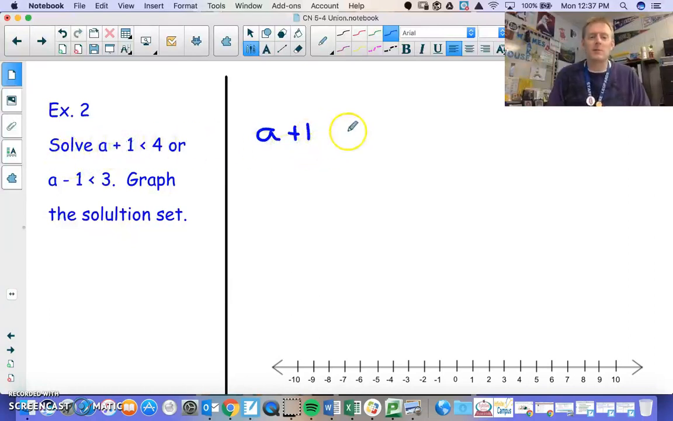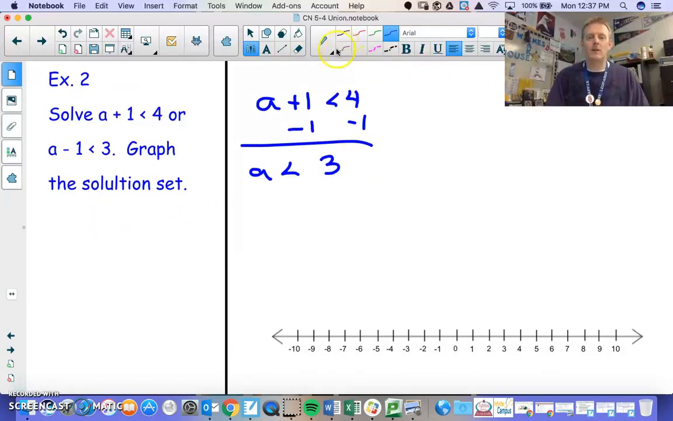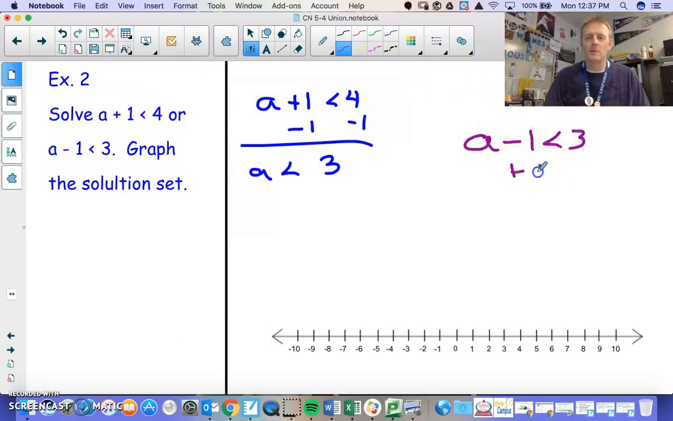So we have a plus 1 is less than 4. To solve that, we're going to subtract 1 from both sides. That gets us that a is less than 3. And then we're going to do the next one over here, in this purplish color. We're going to have a minus 1 is less than 3. So we would add 1 to both sides, and then a is less than 4.